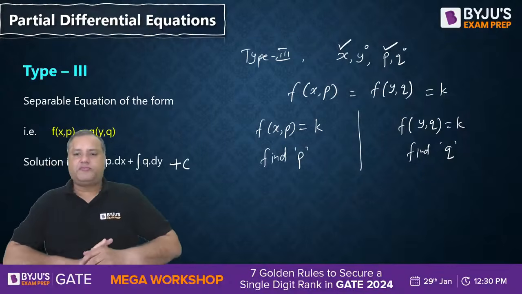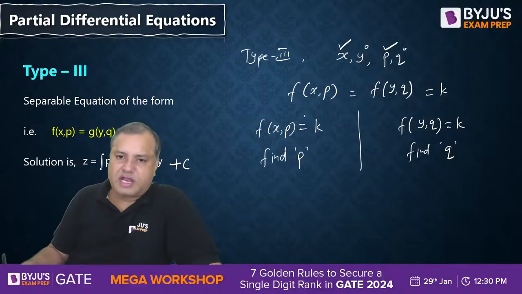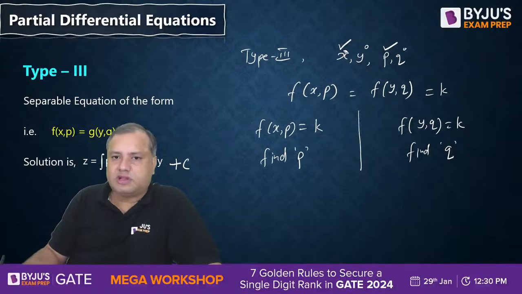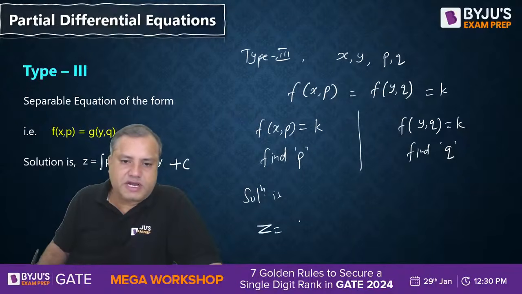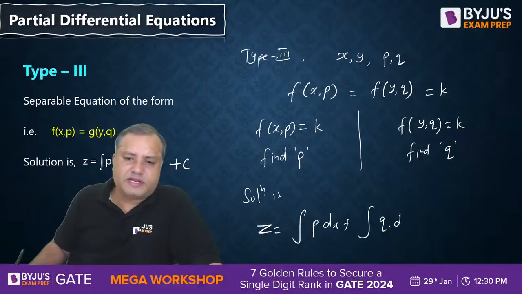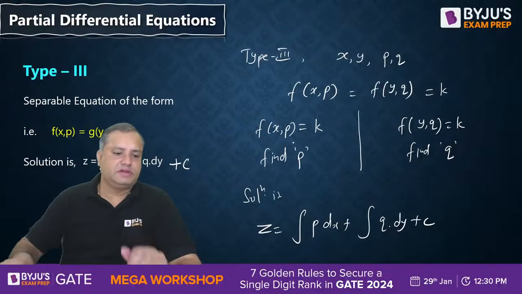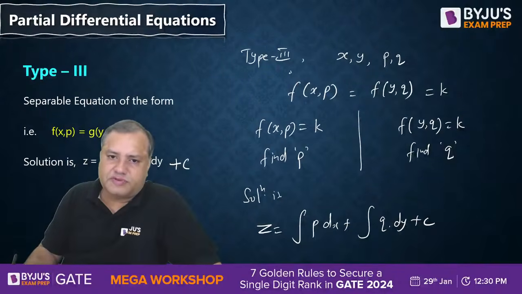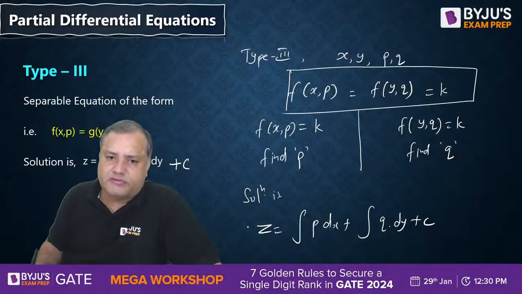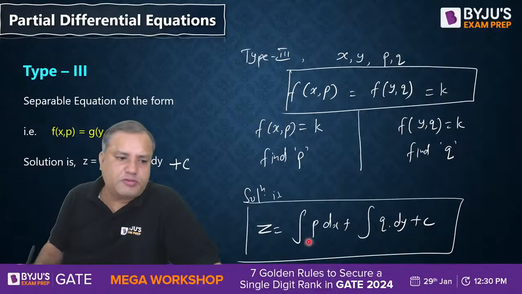After getting the value of p and q, what you need to do, there is a formula to solve this type of PDE. What is that formula? See here. Solution is z equal to integration p dx plus integration q dy plus c. This is the formula to solve this type. This is the differential equation, first order non-linear PDE, and this is the formula to solve.